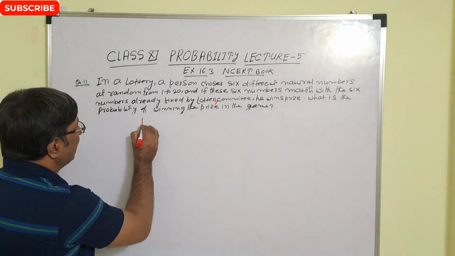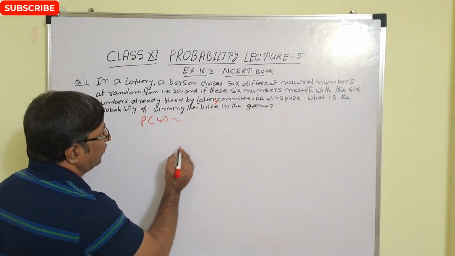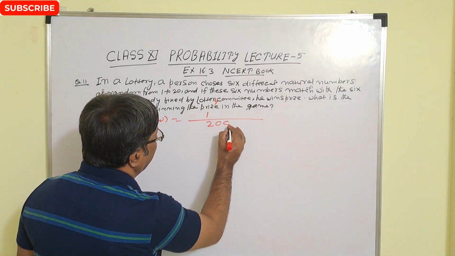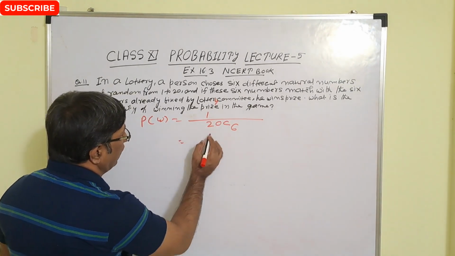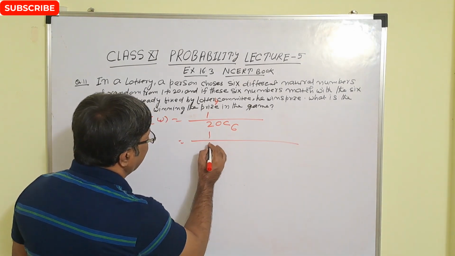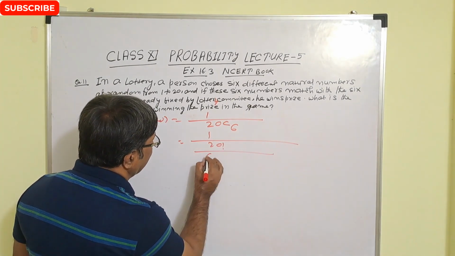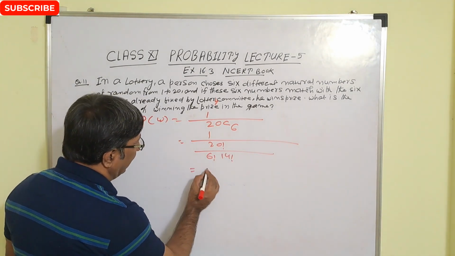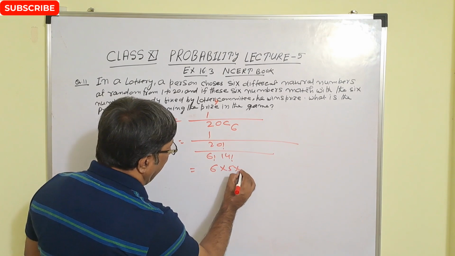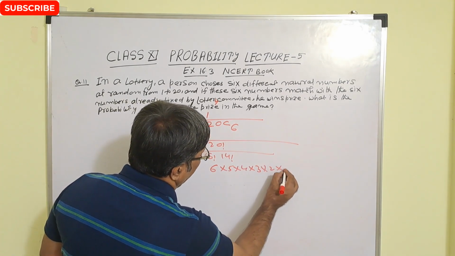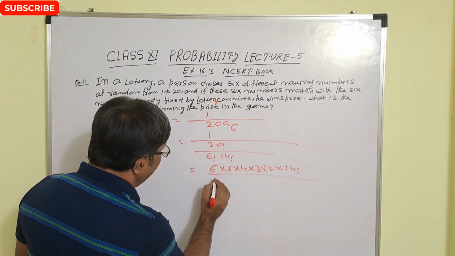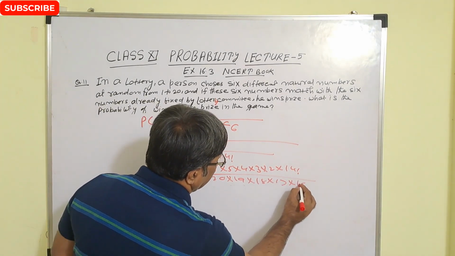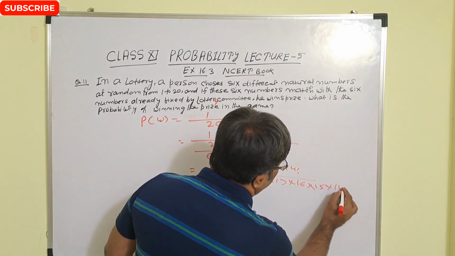For this type of question, probability of winning prize equals favorable outcome, here 1, and total sample space will be 20C6. So when we solve this, we will get 20 factorial over 6 factorial times (20 minus 6), 14 factorial. That is 6, 5, 4, 3, 2 into 14 factorial in the denominator, and 20, 19, 18, 17, 16, 15 and 14 factorial in the numerator.